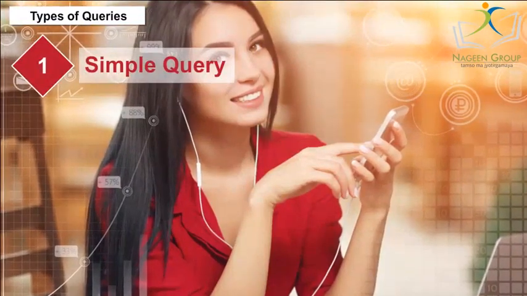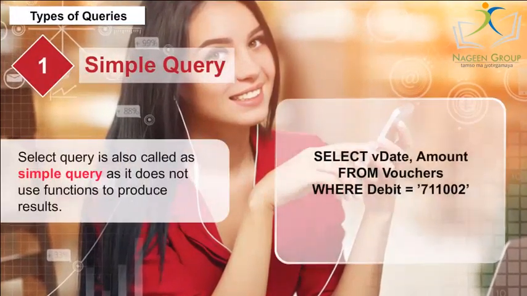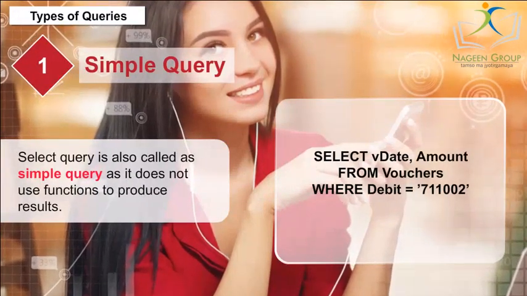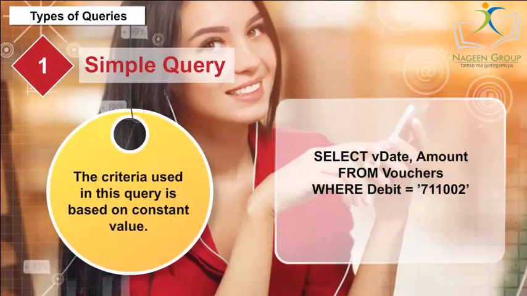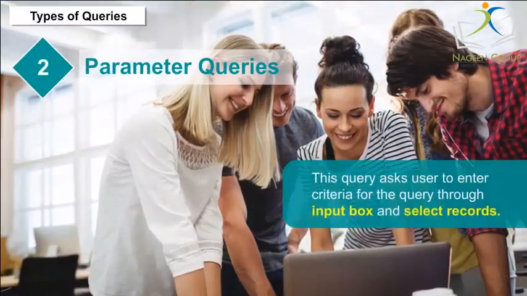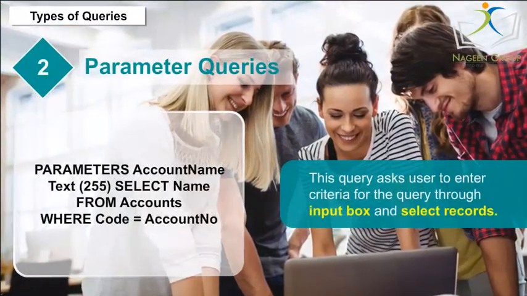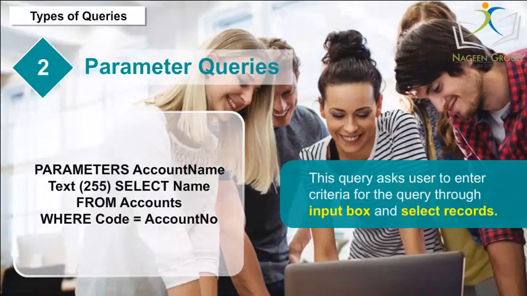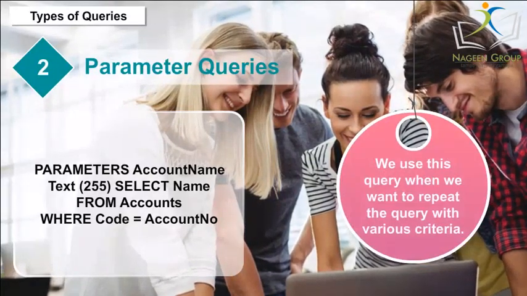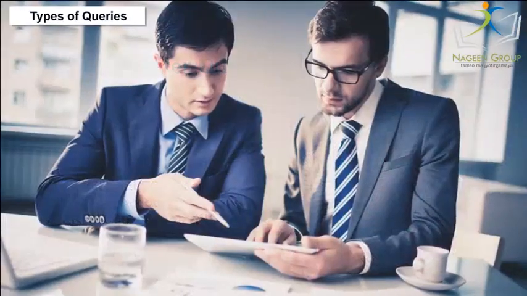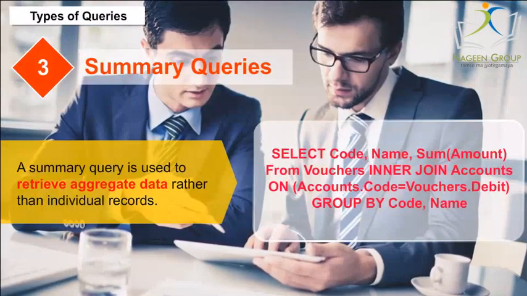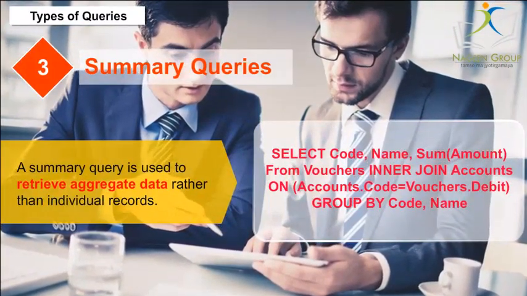1. Simple query. Select query is also called a simple query as it does not use functions to produce results. The criteria used in this query is based on constant value. 2. Parameter queries. This query asks the user to enter criteria for the query through an input box and selects records. We use this query when we want to repeat the query with various criteria. 3. Summary queries. A summary query is used to retrieve aggregate data rather than individual records.